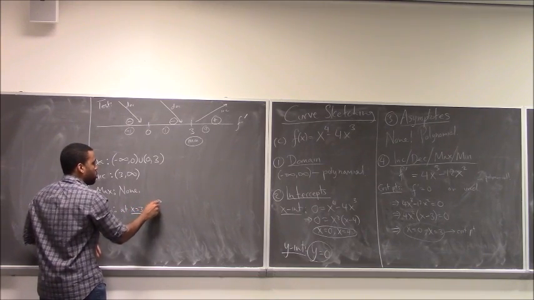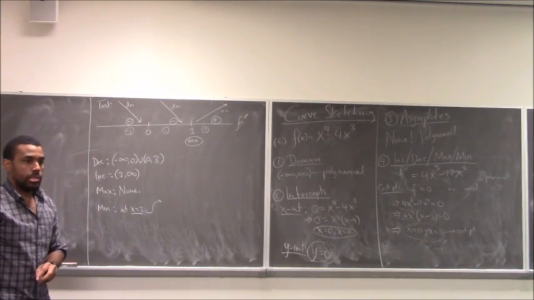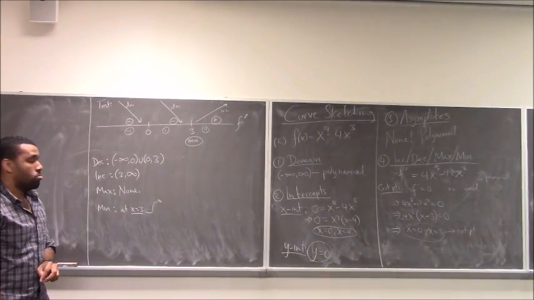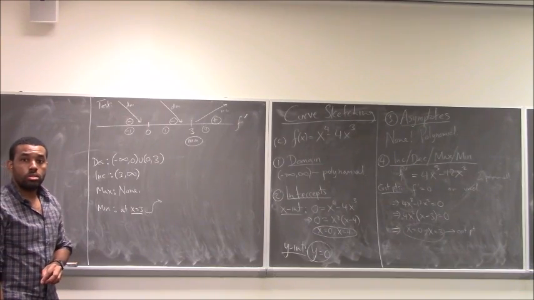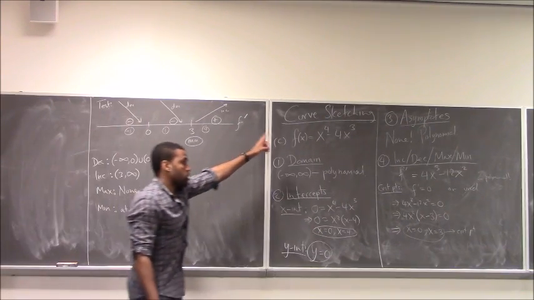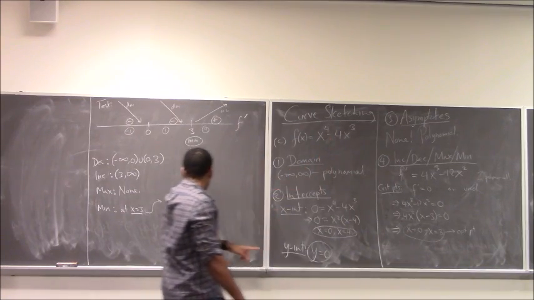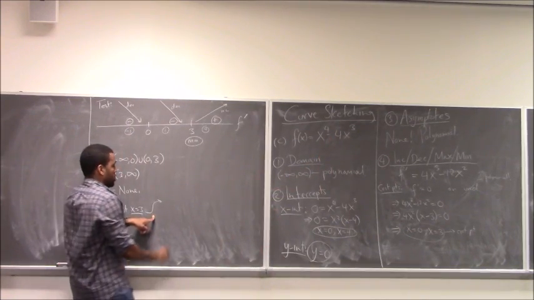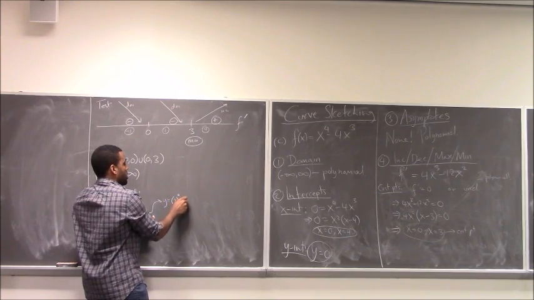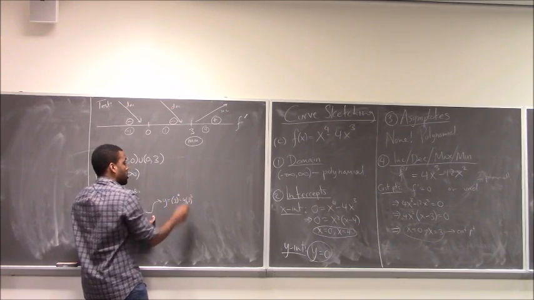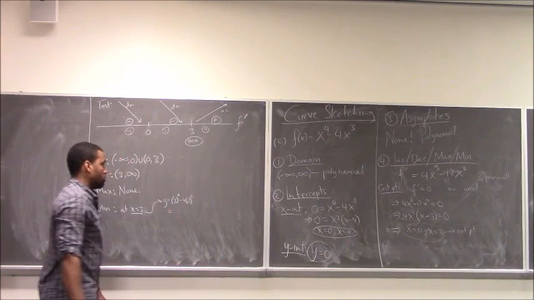If I want to find the coordinate where this minimum occurs, what do I need to do? Plug it into the original equation. You need to remember the original is what tells you about the points on the graph. So if I ever want to find a coordinate for something, I would plug into the original. So here my y would be 3 to the 4th minus 4 times 3. And what's that?